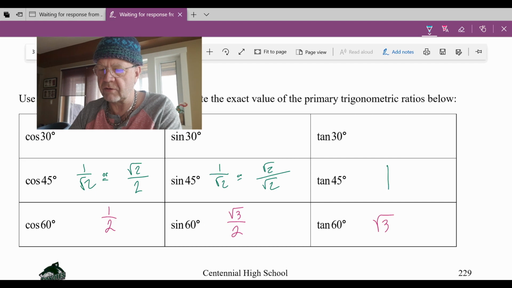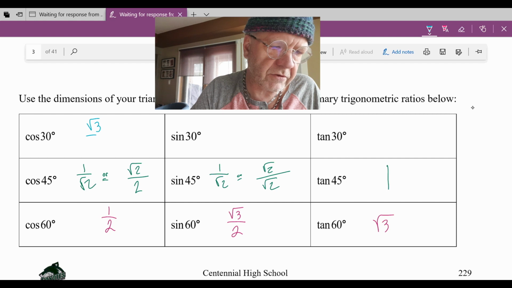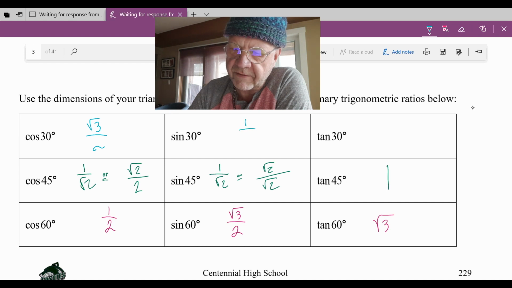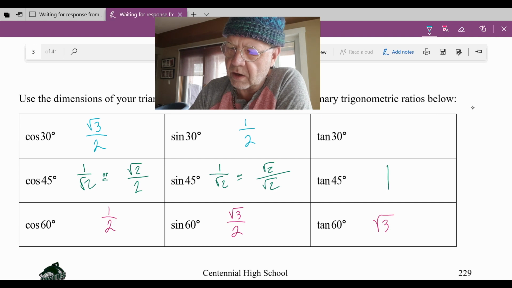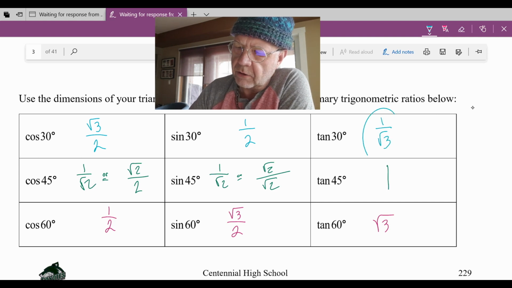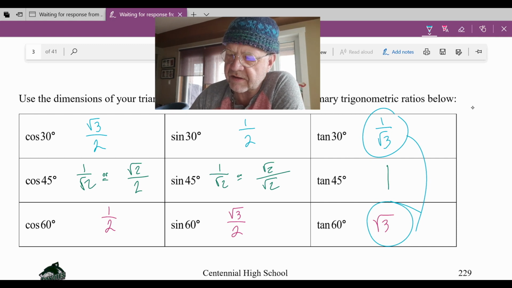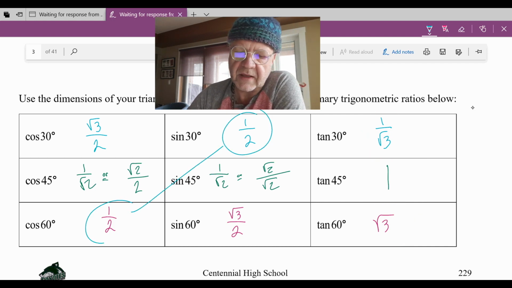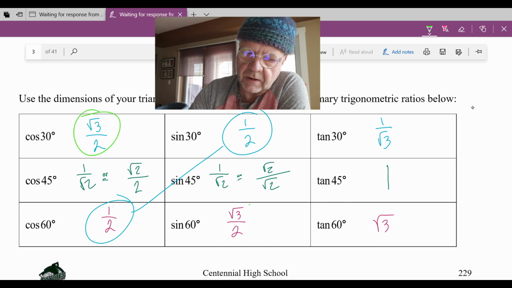So we'll add this into our summary table here. Cosine of 30 is root 3 over 2. Sine of 30 is 1/2. And tangent of 30 is 1 over root 3. And here again, notice that these are reciprocals of each other. Tangent of 30 and tangent of 60 are simply reciprocals. Notice that sine 30 is the same as cos 60. And note that cos 30 is the same as sine 60.